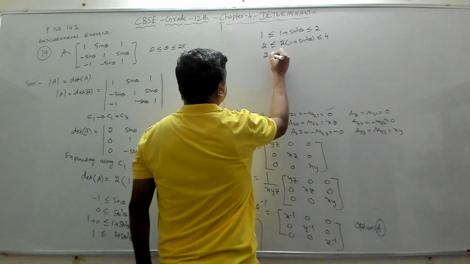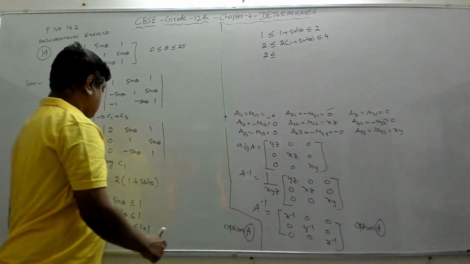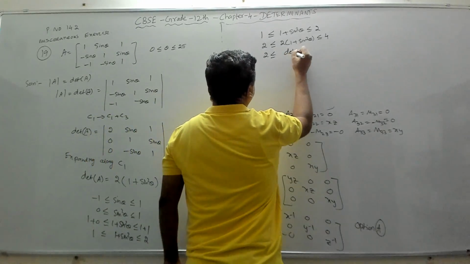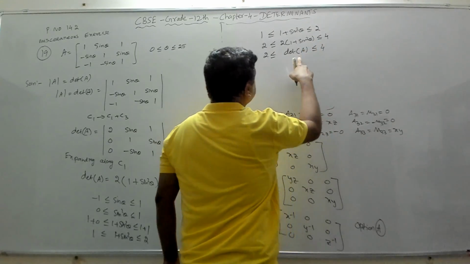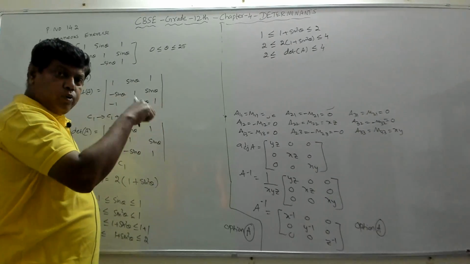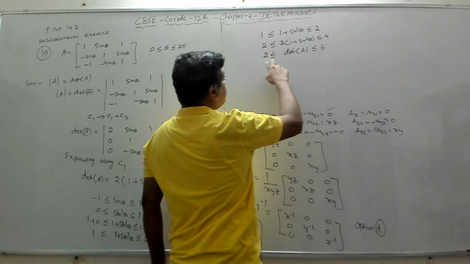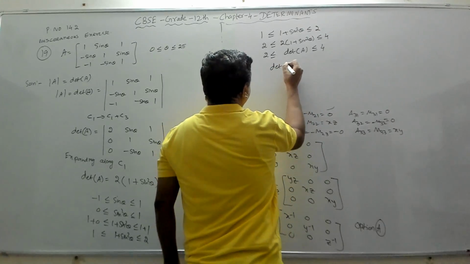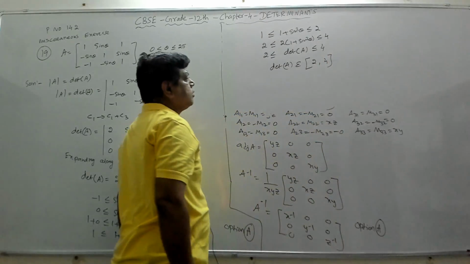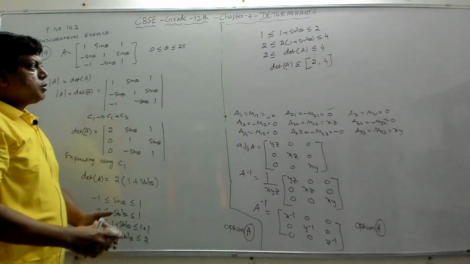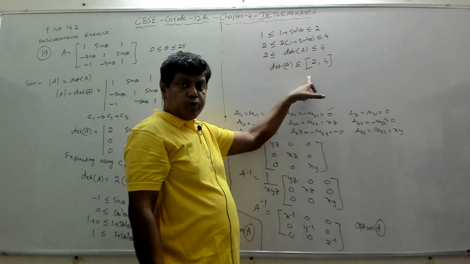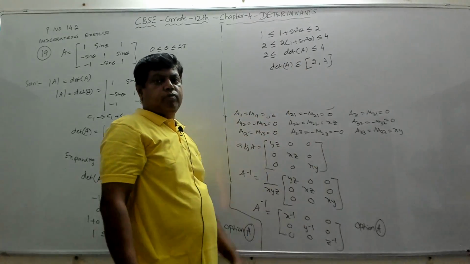So which means 2 is less than or equal to, what is the value of 2 into 1 plus sine square theta? 2 into 1 plus sine square theta is determinant of A. That is determinant of A is less than or equal to 4, which means your determinant of A lies between the values 2 and 4, including 2, including 4, because it is less than or equal to. Therefore, your determinant of A will belong to the closed interval 2, 4. Closed interval 2, 4 means it will take all the values between 2 and 4, including 2, including 4. It can take 2 also, it can take 4 also.